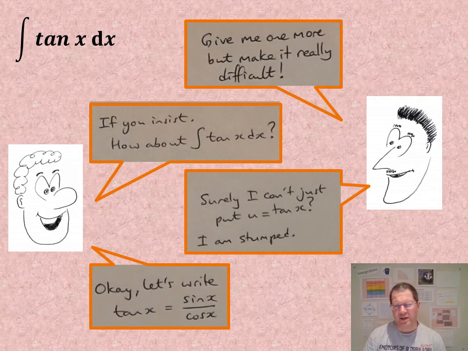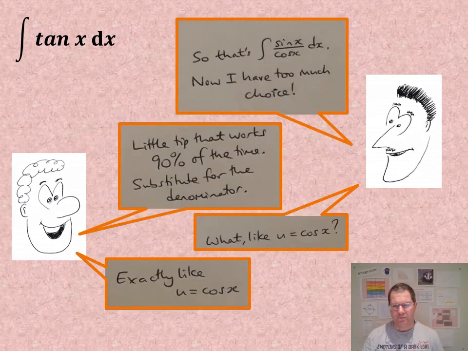Give me one more, but make it really difficult. If you insist, how about the integral of tan x dx? Well, surely I can't just put u = tan x. I am stumped. Okay, let's write tan x = sine x over cos x. So that's the integral of sine x over cos x dx. Now I have too much choice. A little tip that works 90% of the time: substitute for the denominator. Well, like u = cos x. Exactly, like u = cos x.